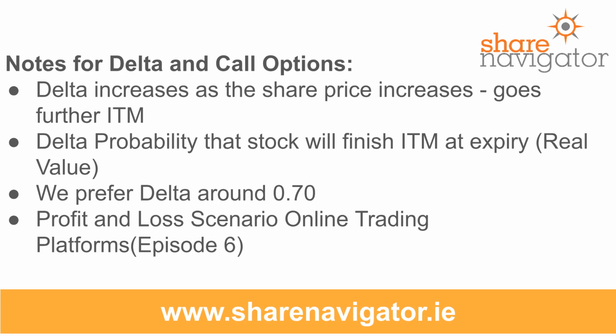So a delta, for example, of 0.7 is a 70% chance that there'll be some sort of real value in that call option at expiry. It doesn't mean your probability of profit. Please be clear about that. We prefer when trading and buying call options to have a delta of about 0.7.